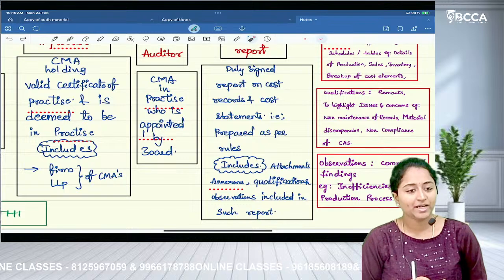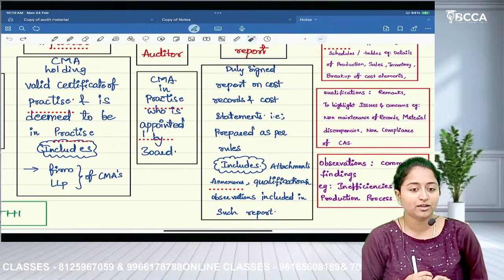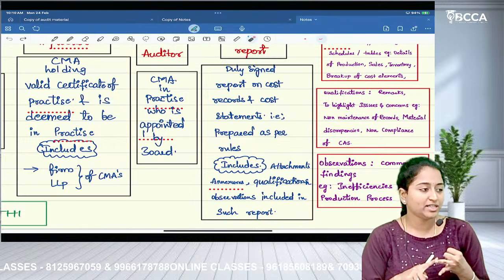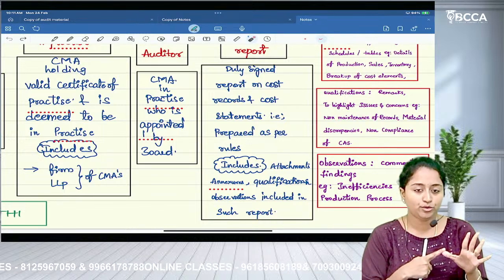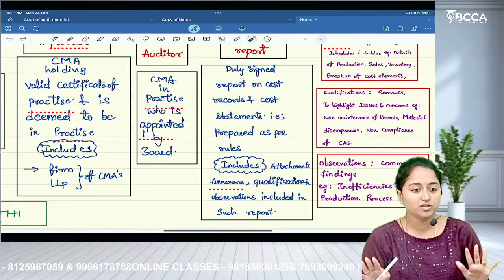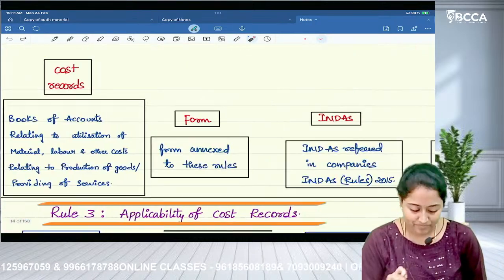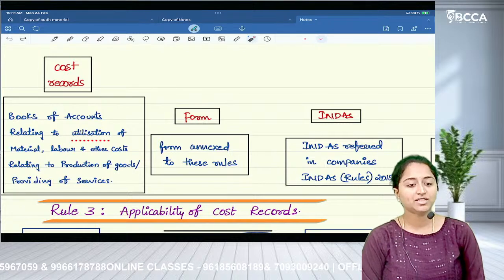Clear? Clear with the definitions we have covered till now? Act, Customs Tariff Act heading, cost accountant in practice, cost auditor, cost audit report. Clear with the 5 definitions? Any doubts? No doubts? Okay. Now next, cost records.